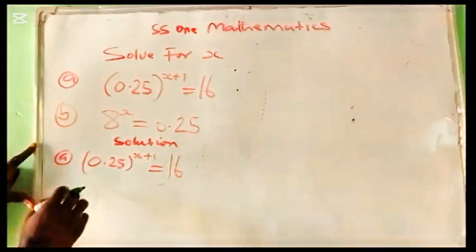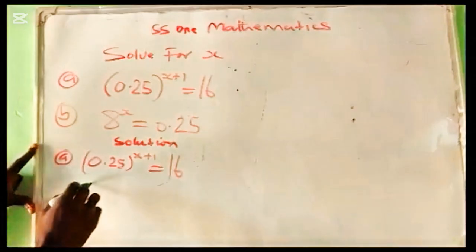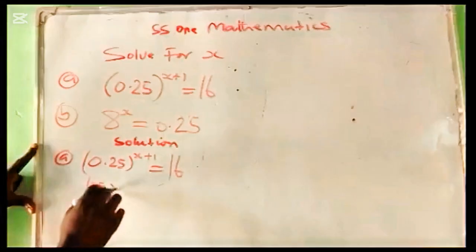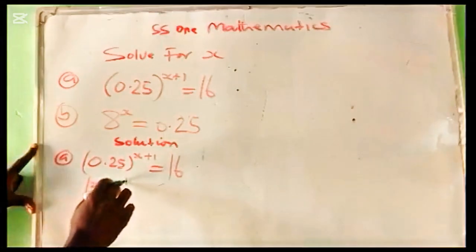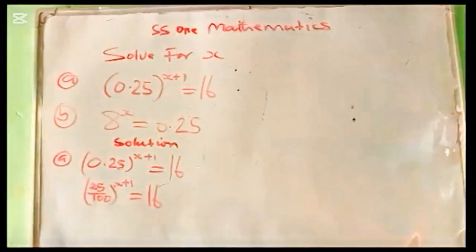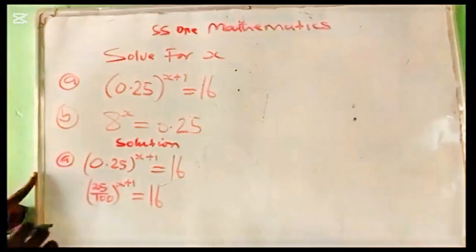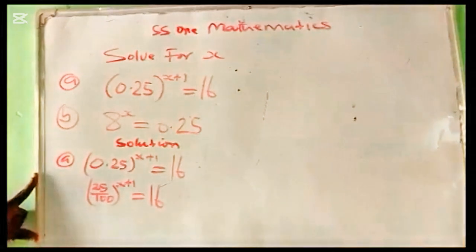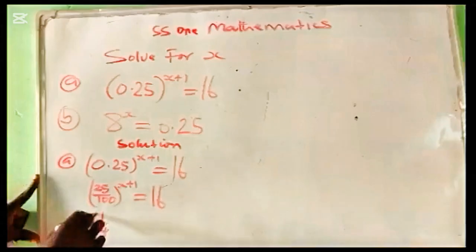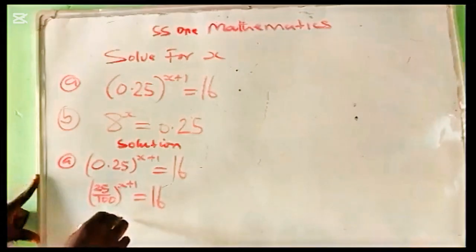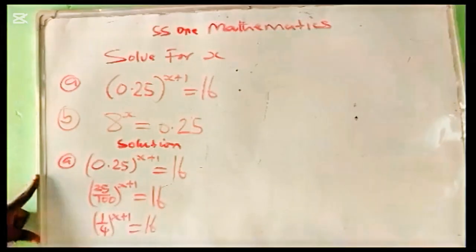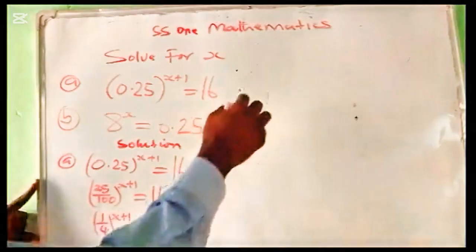At this point, you change the 0.25 in the bracket to 25 over 100. We have to change it from decimal to fractions so that we can calculate it properly. Then we can reduce it to 1 over 4 raised to power x plus 1 equals 16. Please, let's take it to this side.